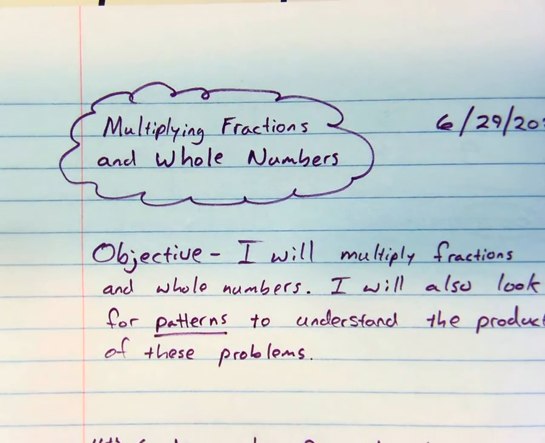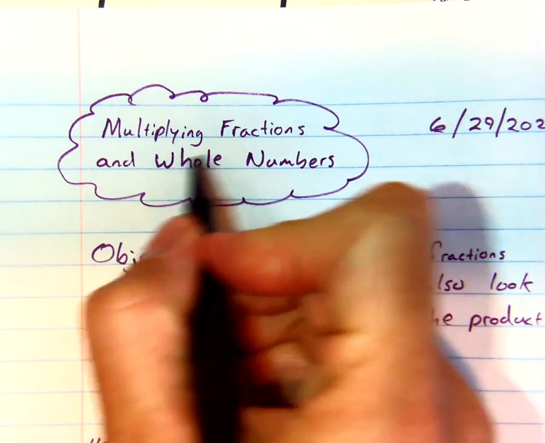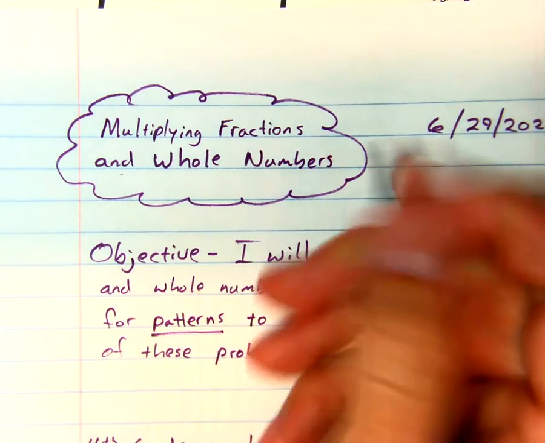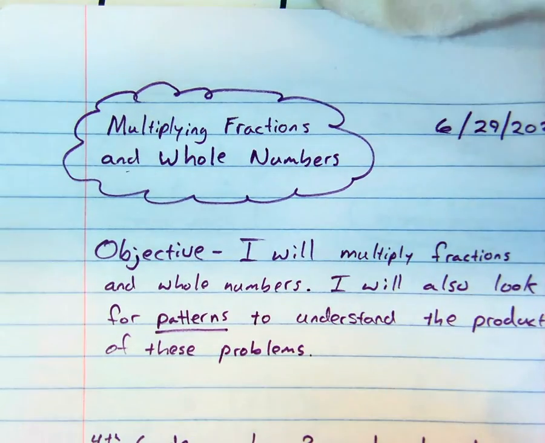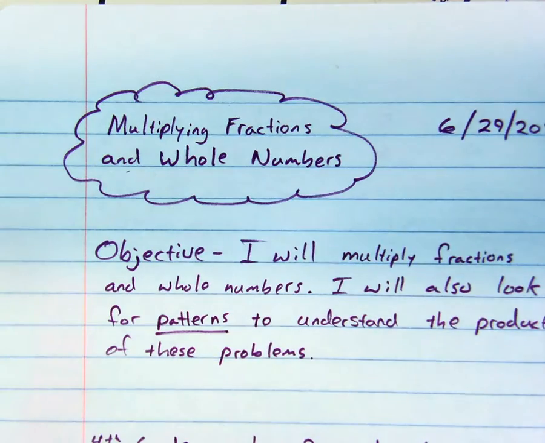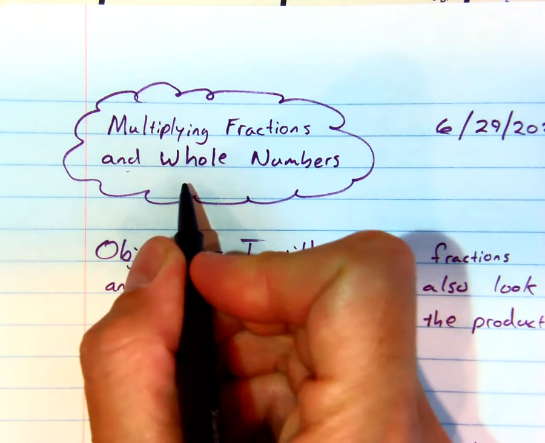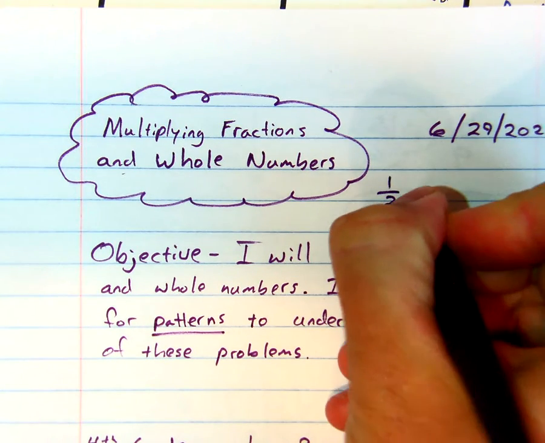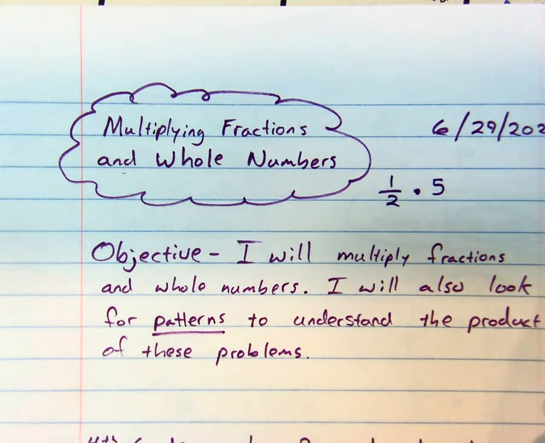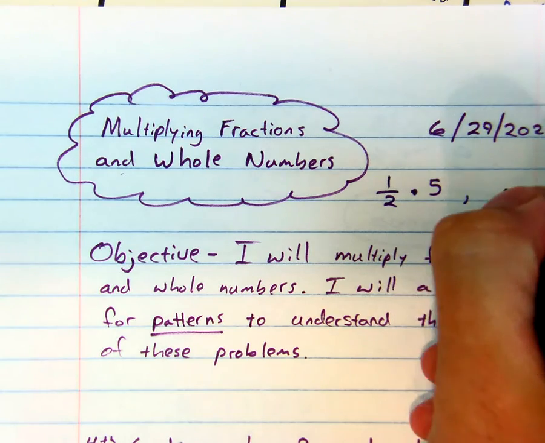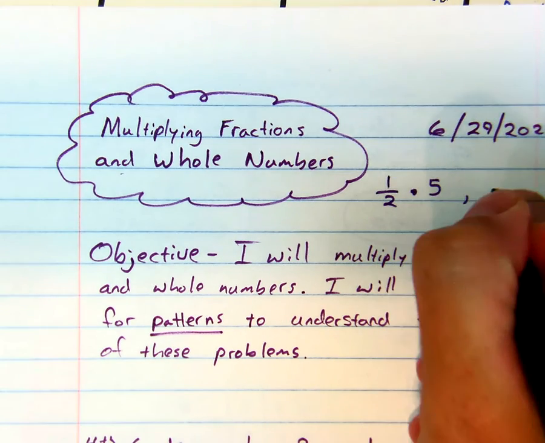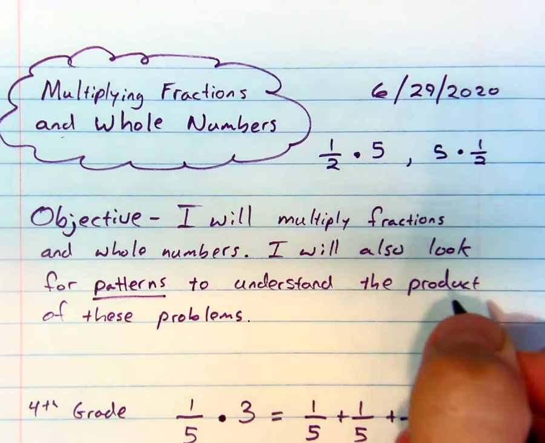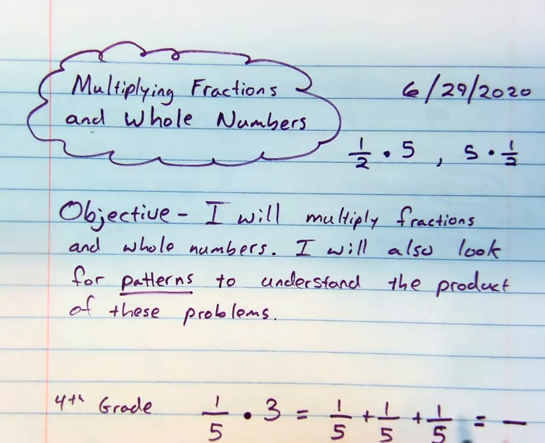All right, our title, Multiplying Fractions and Whole Numbers. And when I talk about multiplying fractions and whole numbers, there's a cat walking through. Keep going, Winston. When we talk about it, let's just pick two numbers. Let's do half times 5. We're talking about either order. So it could be fraction times whole number or whole number times fraction. They are interchangeable.